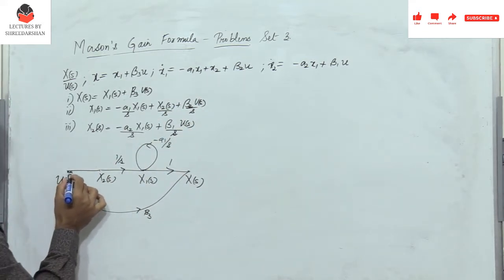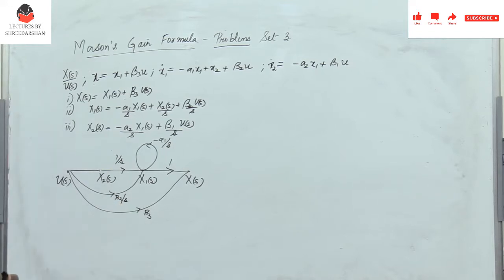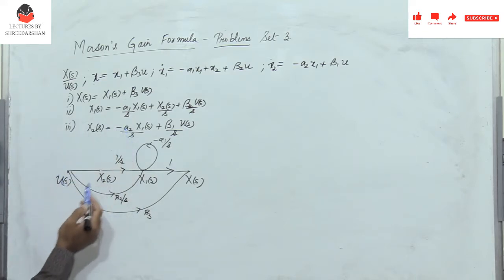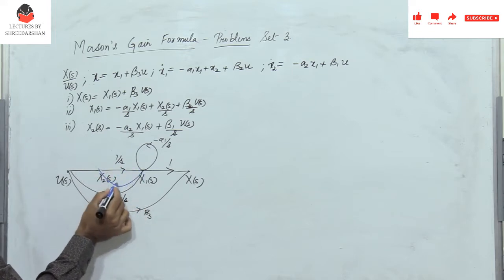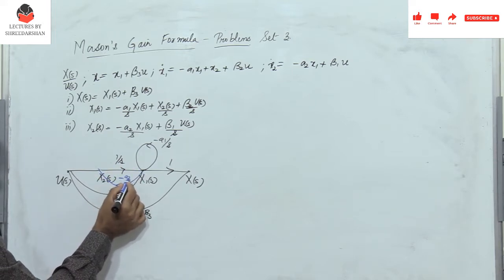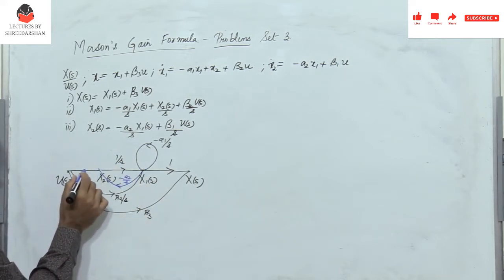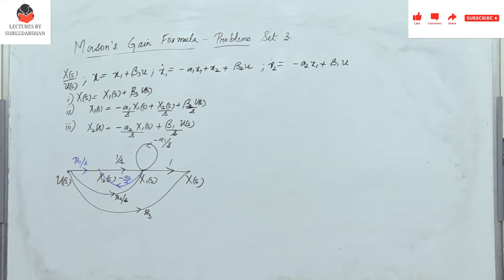So this is going to be beta 2 by S. And what is x2? x2 of S is minus a2 by S into x1. So from here I have minus a2 by S, and then from u of S I have b1 by S, or beta 1 by S. So this forms the signal flow graph.